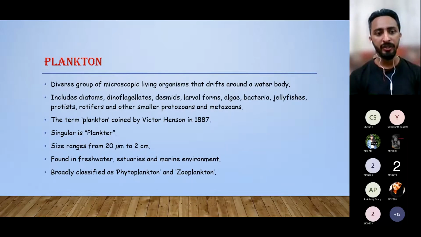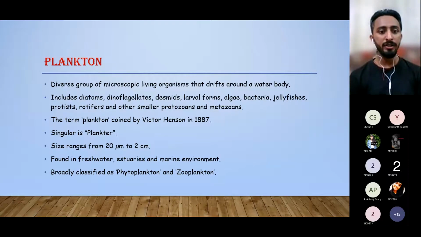So let's come to the main topic for the day, that is plankton. Now, plankton in general is a diverse group of microscopic living organisms that drift around a water body. They do not move on their own. They do not have any locomotory organs in the body. They simply drift through the movement of water currents and flow of water. And plankton is a collective term. It doesn't refer to a particular individual species or organism. So it includes mostly diatoms, dinoflagellates, desmids, larval forms, algae such as blue green algae and other algae, even bacteria, some jellyfishes, protists, rotifers, and other smaller protozoans and metazoans.